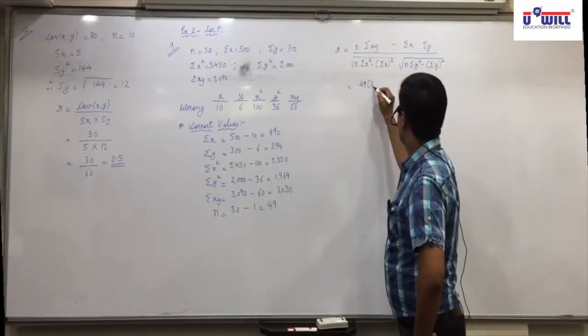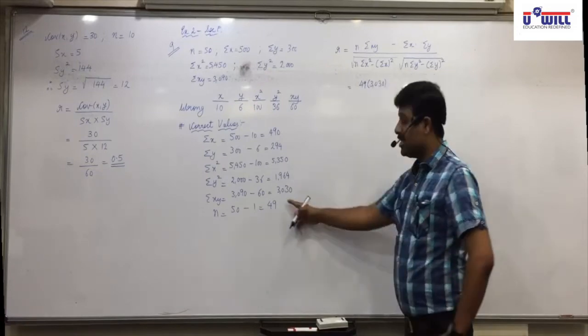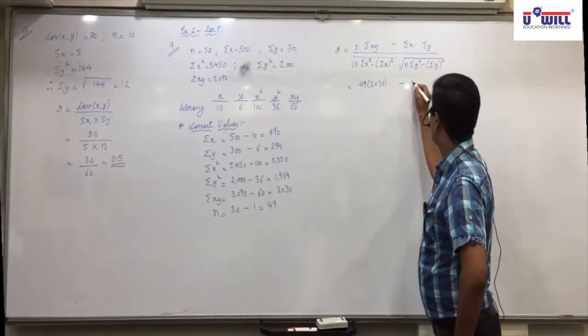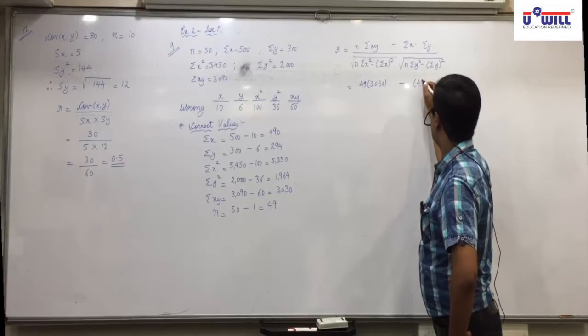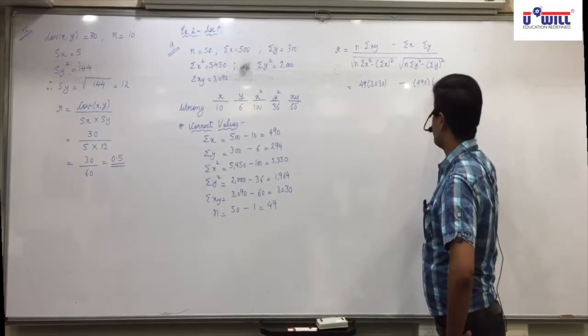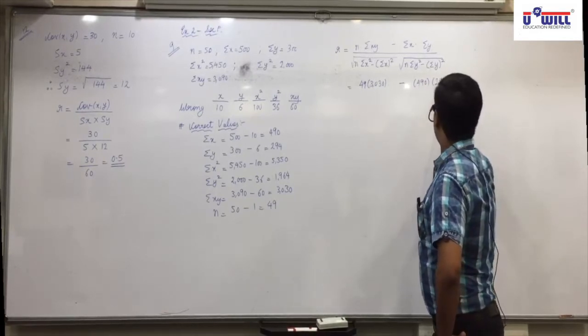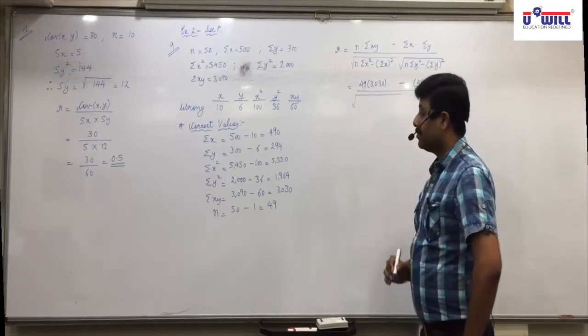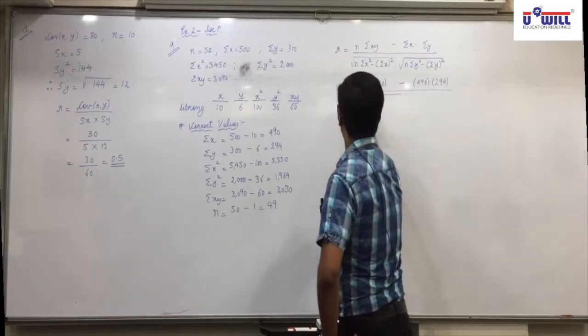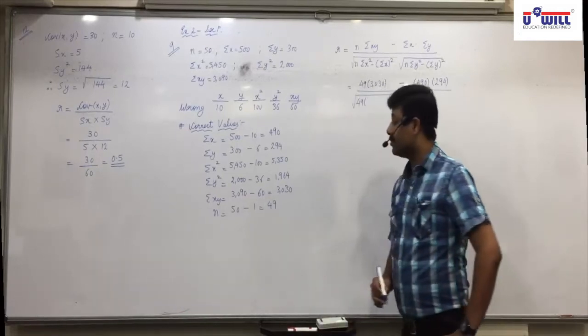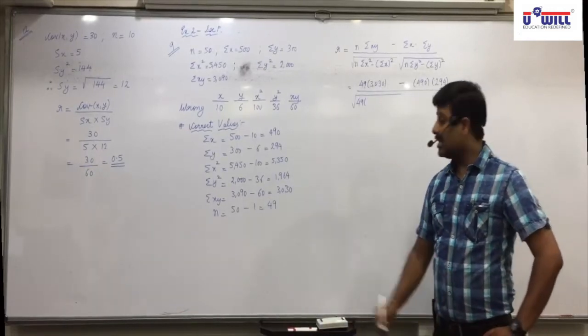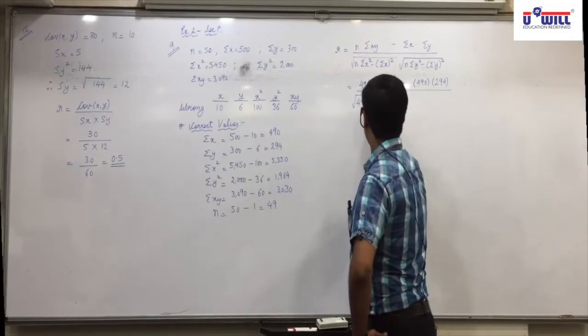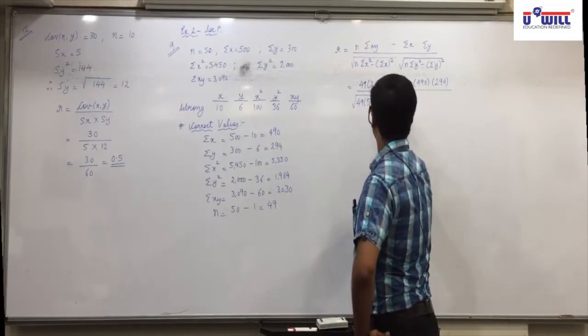Into 3030, sigma xy 3030 minus 490, minus sigma x 490, 294 into sigma y 294, under root 49 again upon square root of n, which is 49, sigma x square 5350.